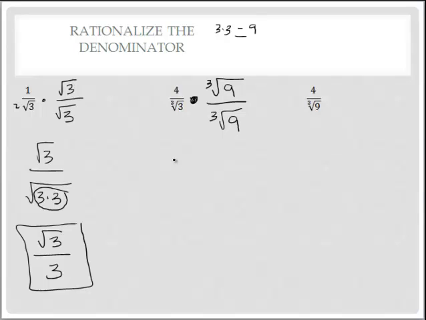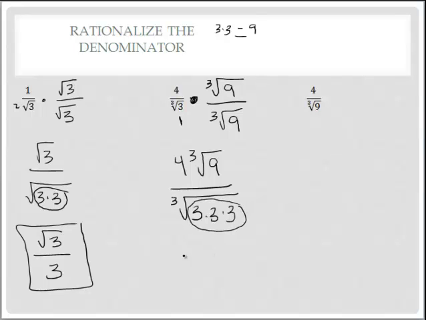Okay, we have 4 times the cube root of 9 over the cube root of this 3 and this 9, but this 9 is 3 times 3. Do you see how now we have a group of 3? Now they all get to come out, but only one survives. So we have 4 cube root of 9 all over 3.